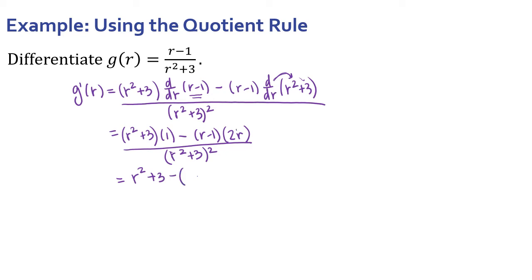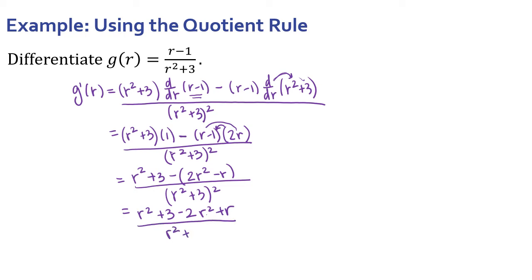Let's simplify this out to see if there's anything that will cancel. So I'm going to first distribute this through. I'm going to keep that minus sign in front first. So I'm going to get 2r squared minus 2r all over r squared plus 3 quantity squared. So that gives us r squared plus 3 minus 2r squared plus 2r all over r squared plus 3 quantity squared. So that's going to leave me with negative r squared plus 2r plus 3 all over r squared plus 3 squared. There's nothing else I can do from there.